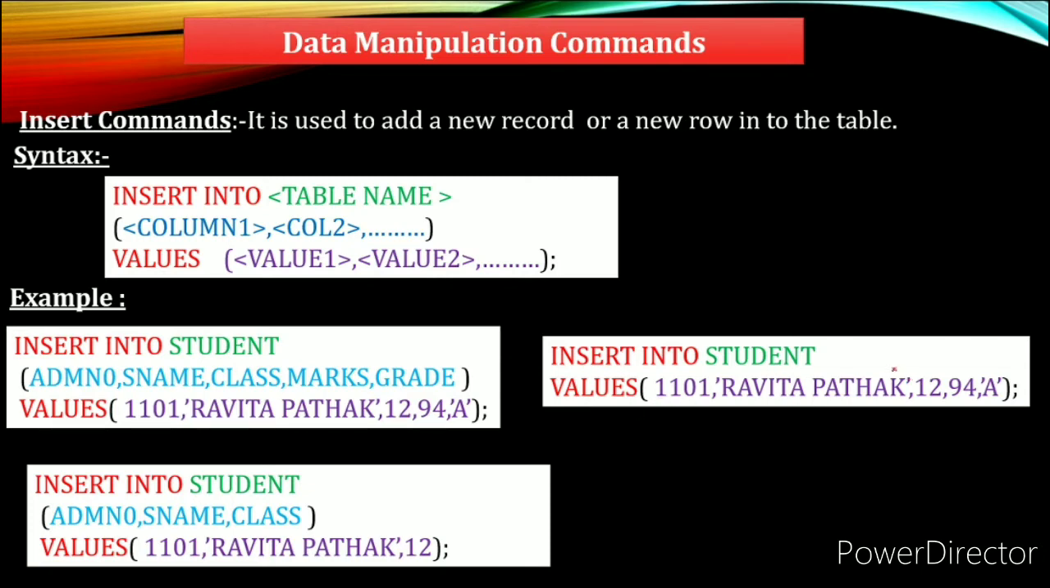But if you want to insert data only in a few columns, then you have to write column names in the same order in which values are written. So here we want to insert the data only in 3 columns: admission number, name, and class. Then you have to specify the names of the columns, and then after values: 1101, Ravita Pathak, 12. It is necessary to give values for the column which is declared not null.